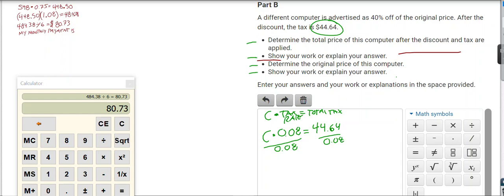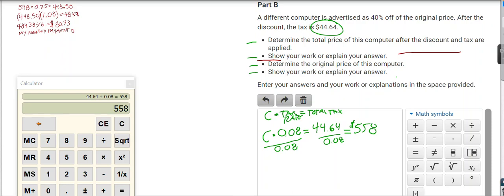So using my calculator, I go 44.64. I divide it by 0.08, and I should get a number much larger. I get $558. Is that the actual amount that I had to spend? Allie's shaking her head no. Why not? Because that's still only 40% of the original price. So that's the amount that I spent.